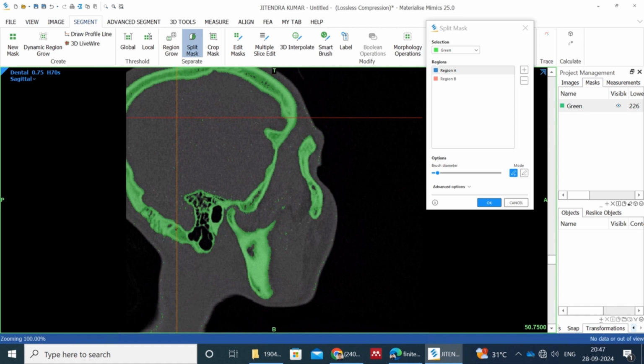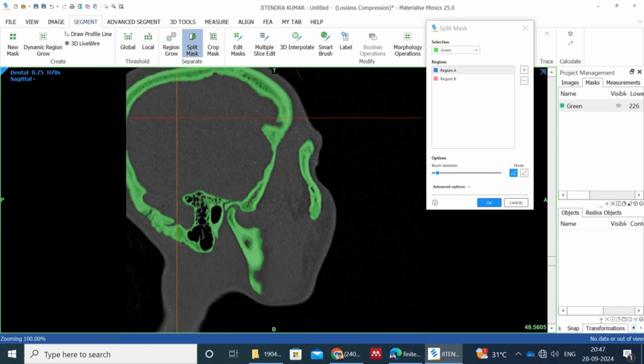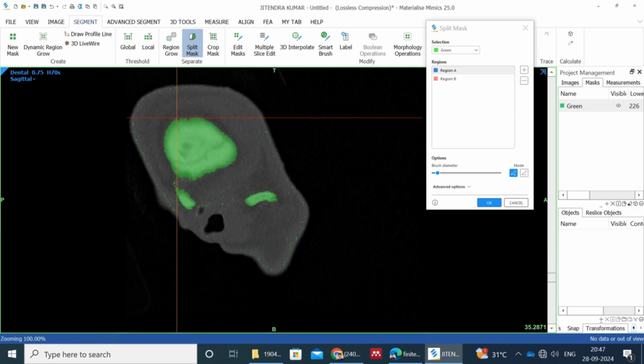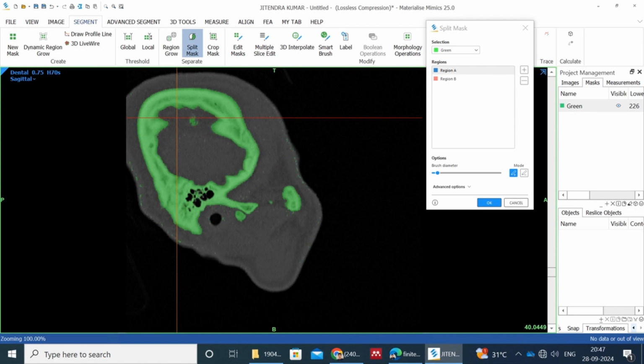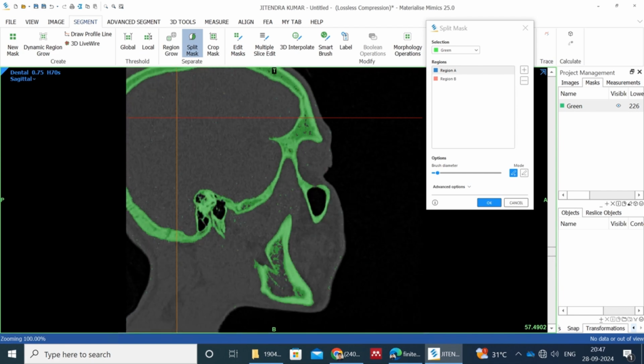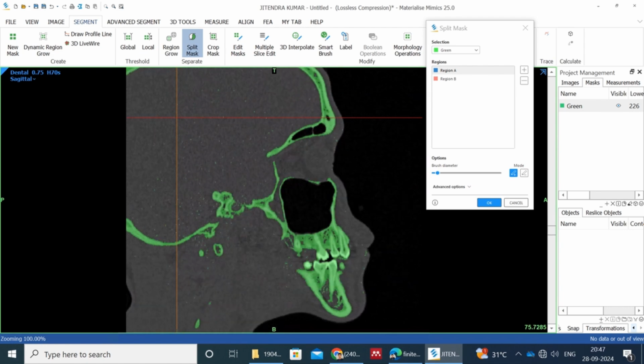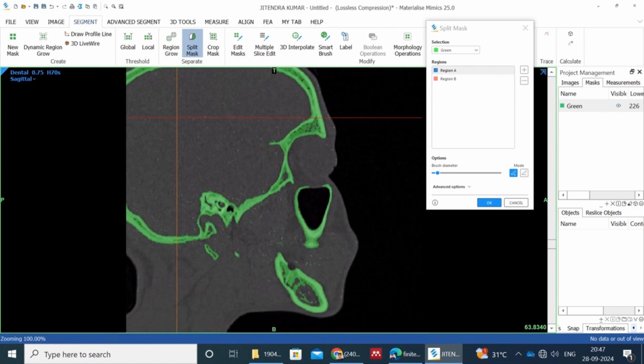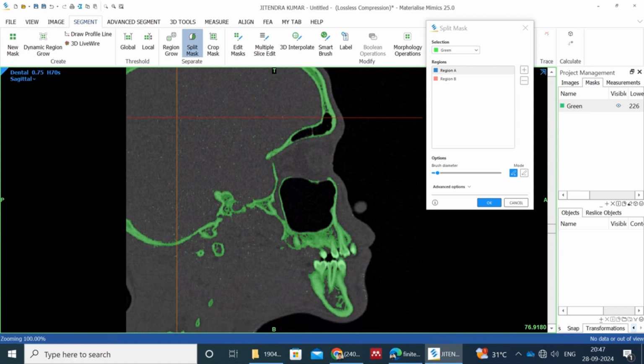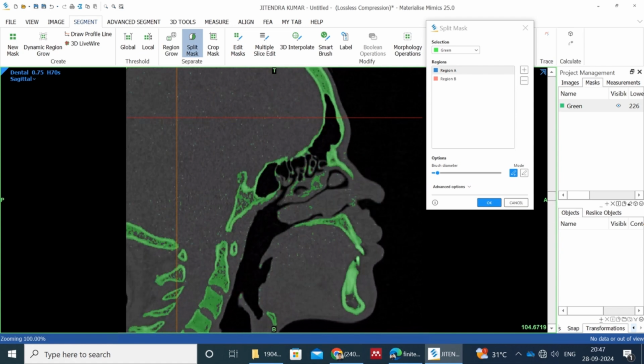We are coming from the left side to the right side. This is the right side. Now if we scroll upward, we will be traveling from the right side of the CT scan image to the left side.